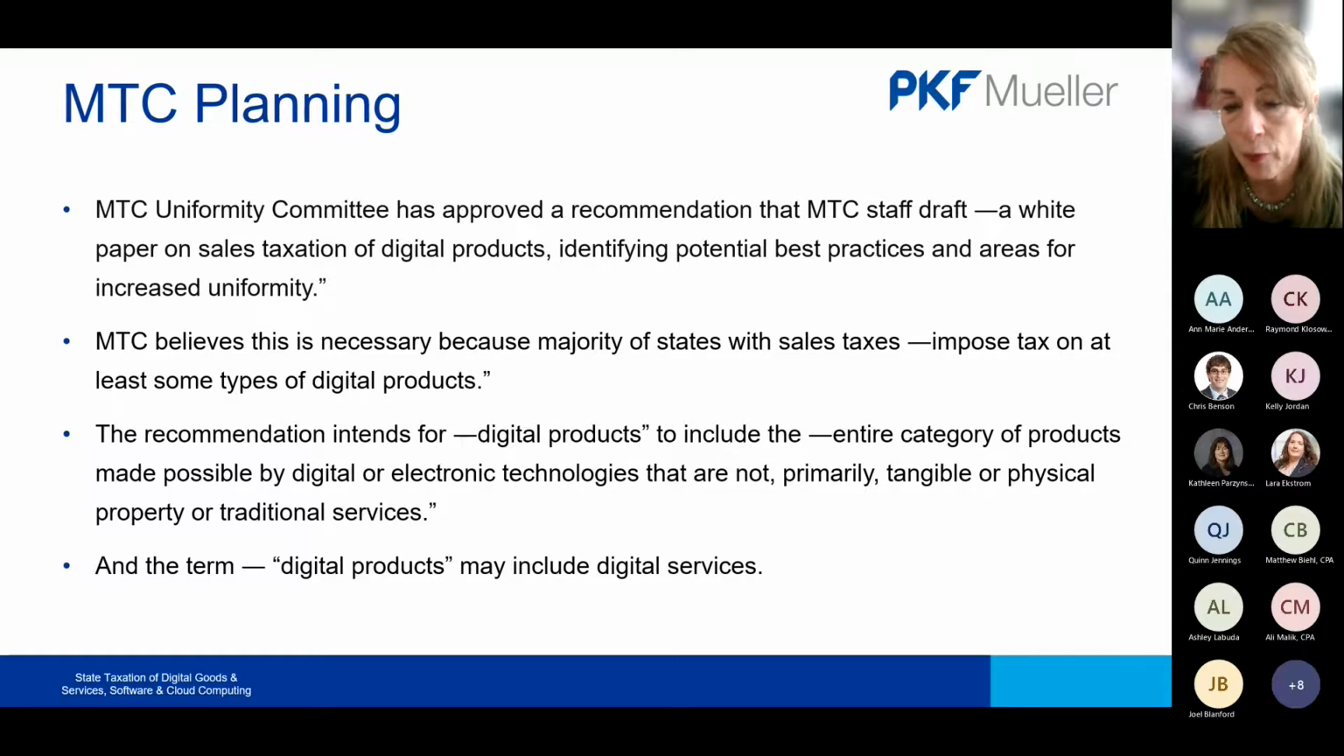We'll get into that a little more later too, as far as which states tax what. So we'll get into that in just one second. But the MTC, along with the Streamlined Sales and Use Tax Agreement states, their goal is to, like Troy said, try to get this into a more uniform mode so it's easier to understand and basically advise clients as well on. Yeah, exactly.